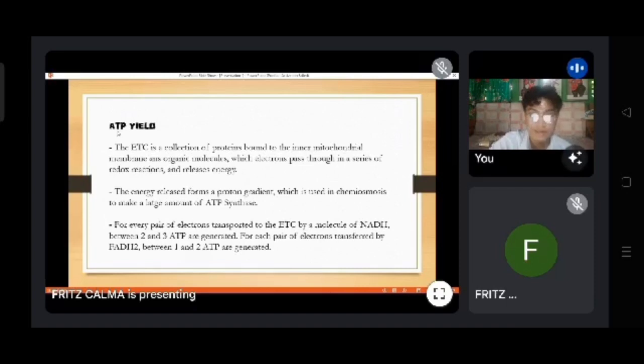So overall, sa process po ng ATP, in living systems, these pathways of glucose catabolism extract about 34 percent of the energy contained in glucose.